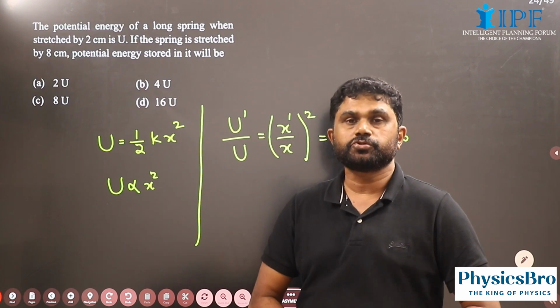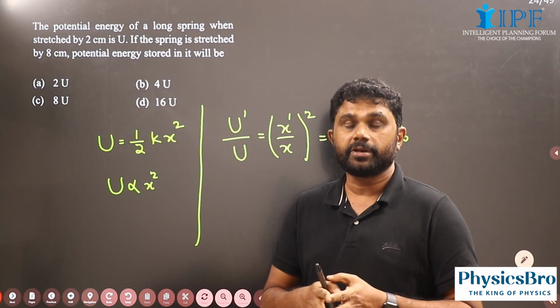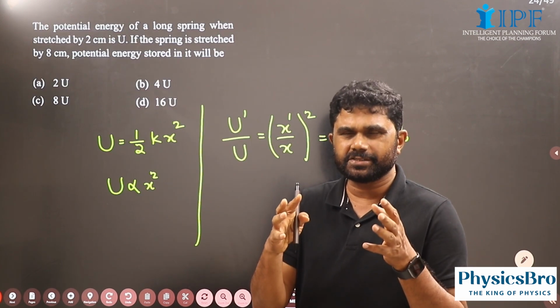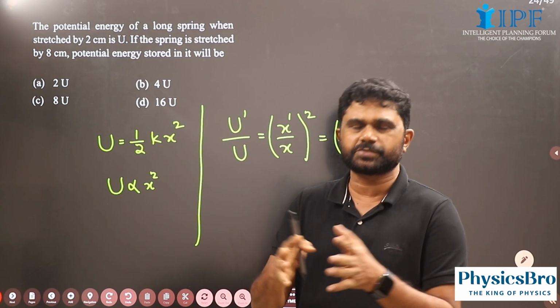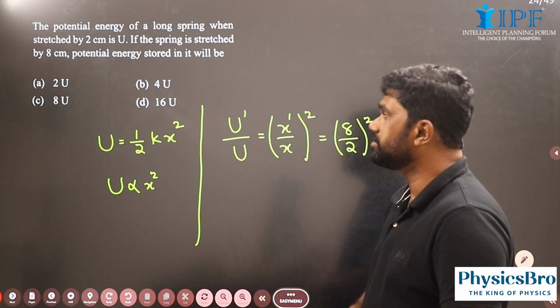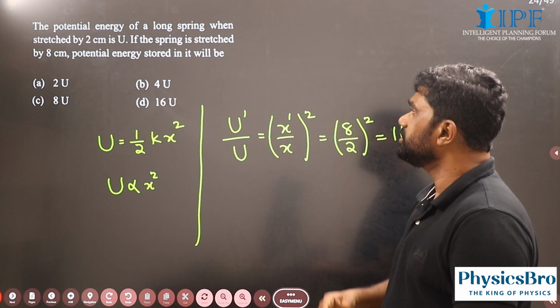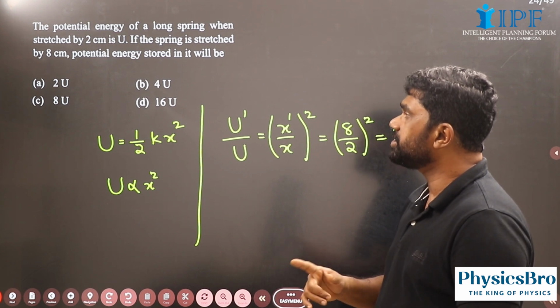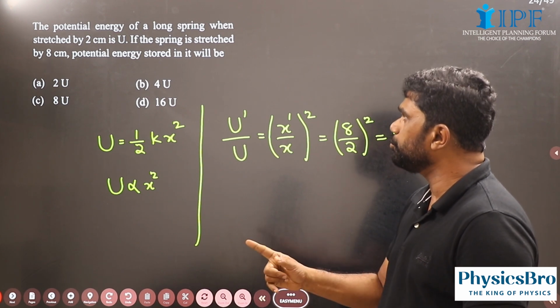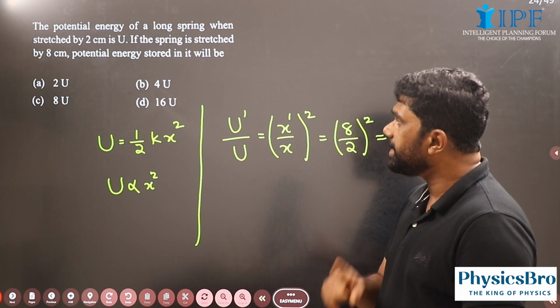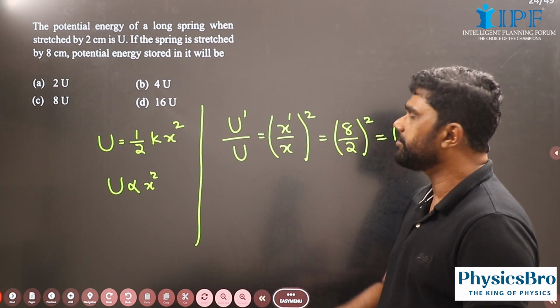Now see, this is a simple question, but it is a question that you can expect many times. It is asked for NEET. The potential energy of a long spring when it is stretched by 2 centimeter is U. If the spring is stretched by 8 centimeter, the potential energy stored in it will be?